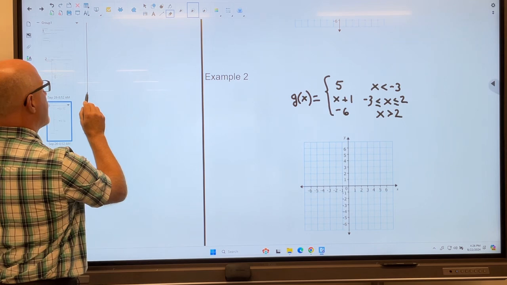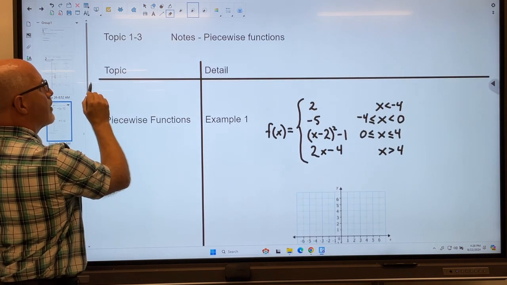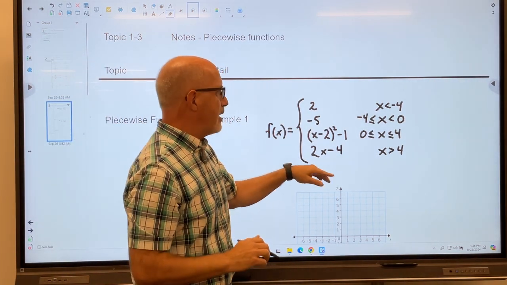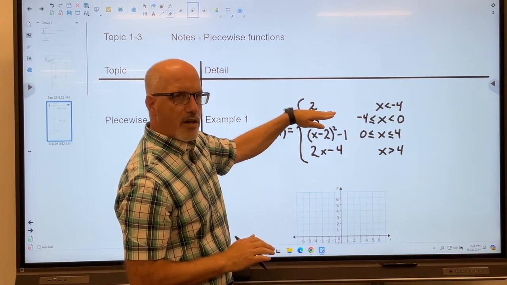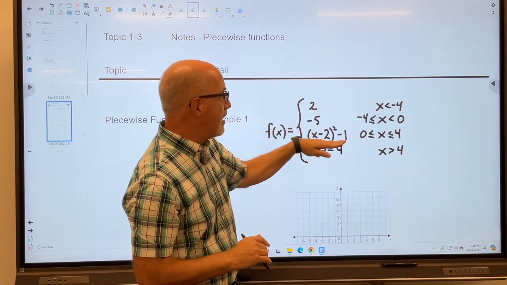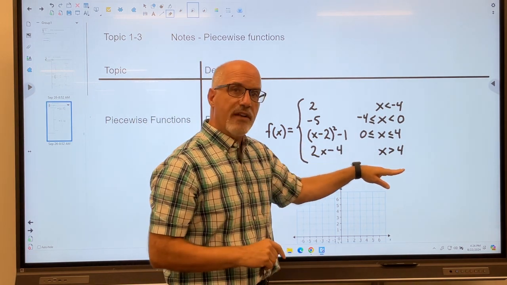All right, now let's look at some other examples. We'll do a couple more here. Okay, so on these, we've got 4 pieces to it. We've got this horizontal line for this domain. We've got this horizontal line for that domain. We've got this parabola for this domain, and we have this line for this domain.